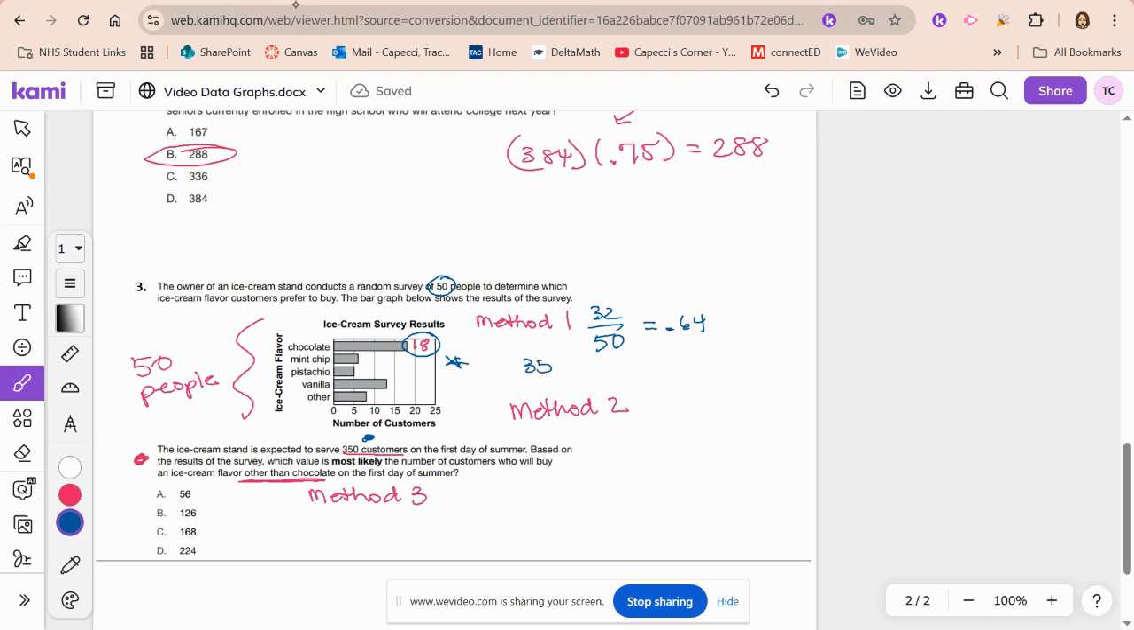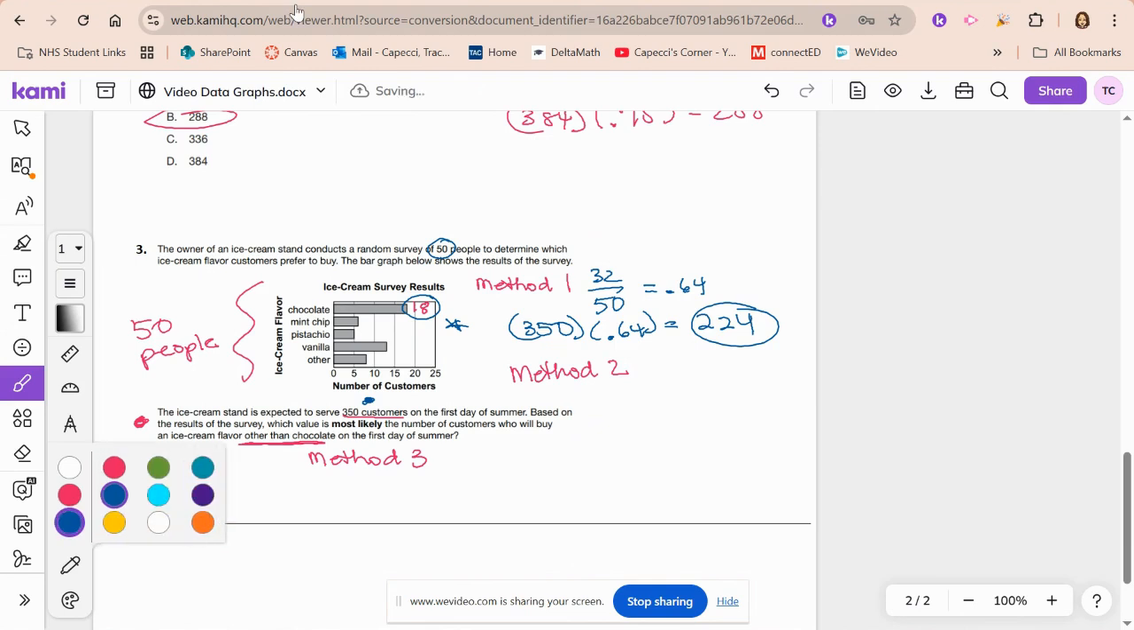So now I'm going to take 350, which is the new group of people. I'm going to multiply that by 64, and I get about 224. Okay, which is an answer. That's one way to do it.